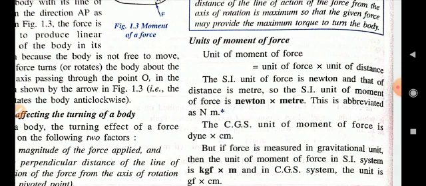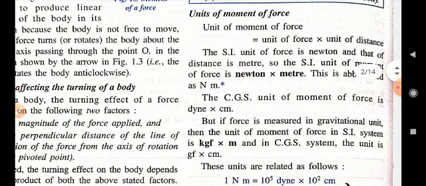Children, CGS, MKS, FPS are the types of systems. Number one, MKS system. Second, CGS system. Third, FPS system. MKS system is defined as meter, kilogram and second. Second, CGS system is defined as centimeter, gram and second. And third, FPS: foot, pound and second.